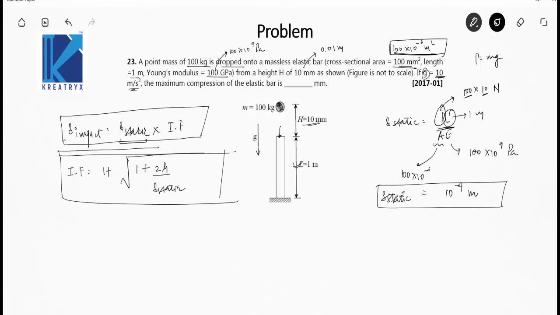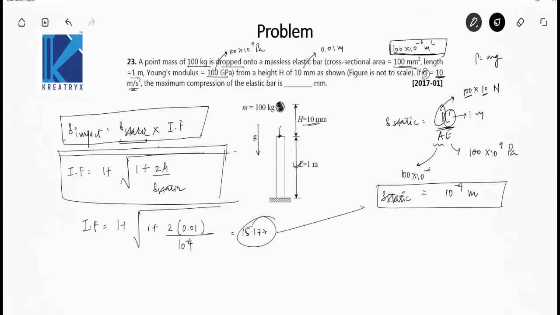So impact factor is equal to 1 plus under root 1 plus 2h by delta static, where h is the height from which this mass has been dropped, which is 0.01 meter, and the delta static I have found out is 10 raised to the minus 4 meter. Solve it, you will get impact factor equal to 15.177.